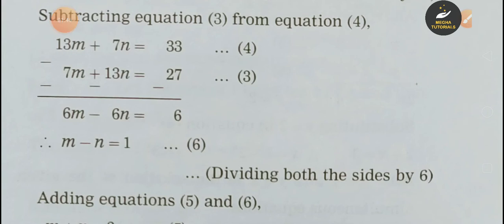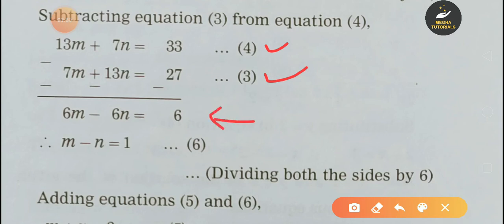Now we will do subtraction. So equation 3 from equation 4. Okay, equation 4 ऊपर आएगा, equation 3 नीचे आएगा, and subtraction है तो equation 3 के साइंस चेंज हो जाएंगे. So after subtraction we'll get 13 minus 7, 6m, 7 minus 13, minus 6n, 33 minus 27, 6. Okay, so in this case we can divide both sides by 6, or we can take 6 common. So we'll get new equation m minus n is equal to 1, that is equation 6.